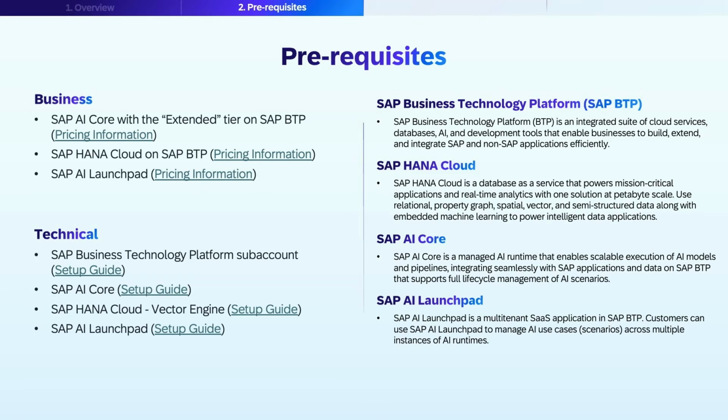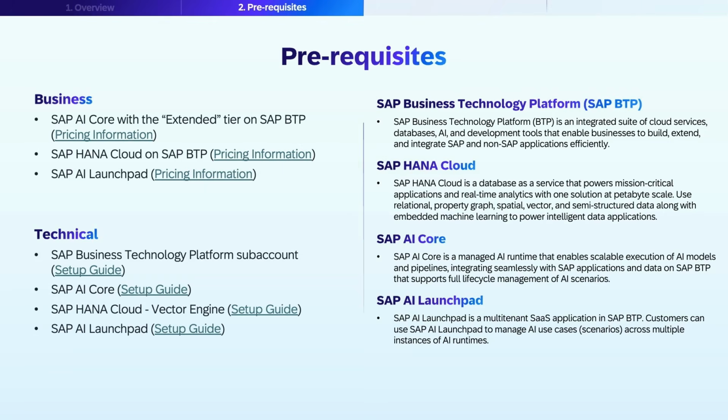SAP BTP is an integrated suite of cloud services, databases, AI, and development tools that enable businesses to build, extend, and integrate SAP and non-SAP applications efficiently. SAP HANA Cloud is a database as a service that enables in-memory query processing and provides a one-stop solution with in-database capabilities for relational, graph, spatial, vector, and semi-structured data usage along with embedded machine learning algorithms.